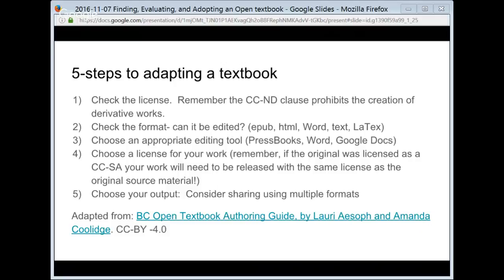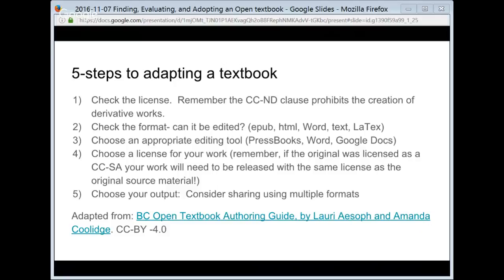But some of the formats that are listed here, EPUB format, HTML, Word, text, can be a little bit easier to modify. So look for those formats. You can choose an appropriate editing tool.